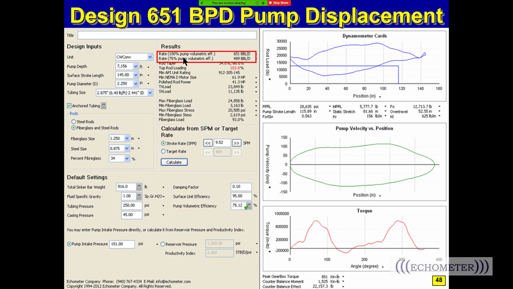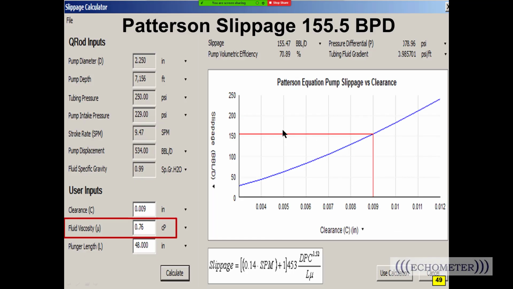Now, here is the pump pumping 651 barrels a day in QROD, and here's your adjusted pump displacement based on slippage, and here's your volumetric efficiency, 75%, and there's your predicted surface card and pump card that's anchored and full of liquid. And that's the condition we're talking about right here.